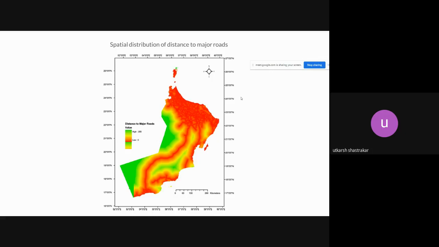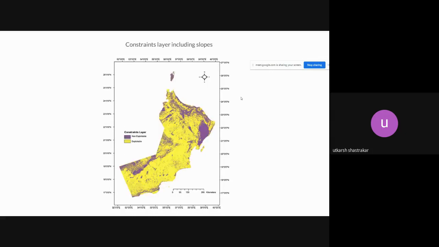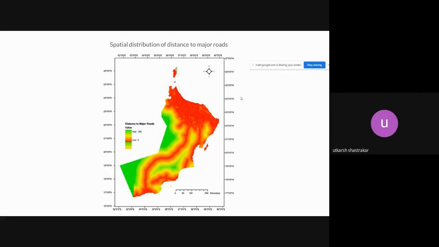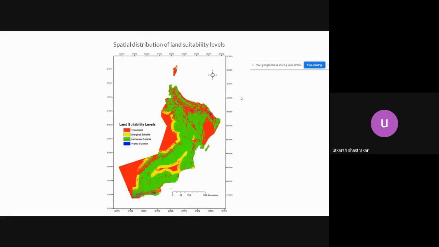If you can see even in central Oman, there are terrains which can be utilized for setting up PV plants, then it's not quite possible because they're not accessible by roads. And even if we consider the radiation, central Oman doesn't receive very high annual solar radiation, so it's not a good candidate for setting up solar panels. So after considering all these criteria, we can make this map.